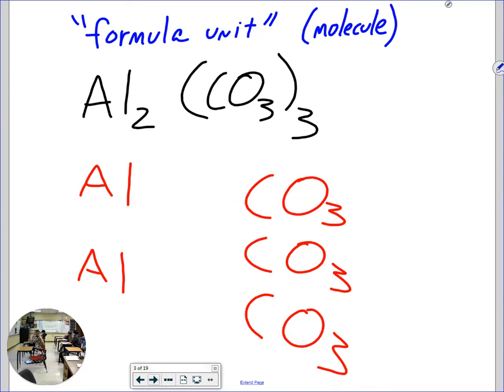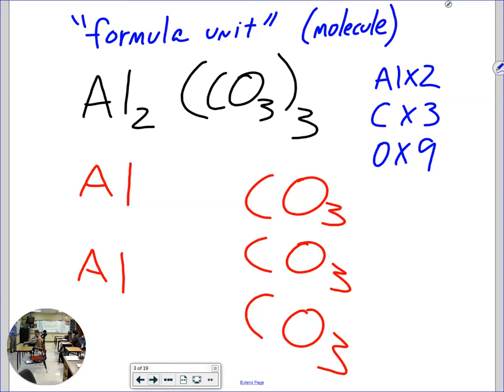When I'm given something like Al2(CO3)3, keep in mind what that means is that I've got 2 atoms of aluminum and I've got 3 of these polyatomic chunks, 3 of these carbonate ions. So out of this, how many total aluminums do I have? Okay. How many total carbons do I have? 3. Okay. How many total oxygens do I have? I have 9.